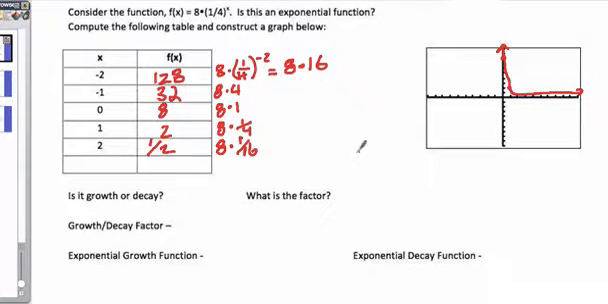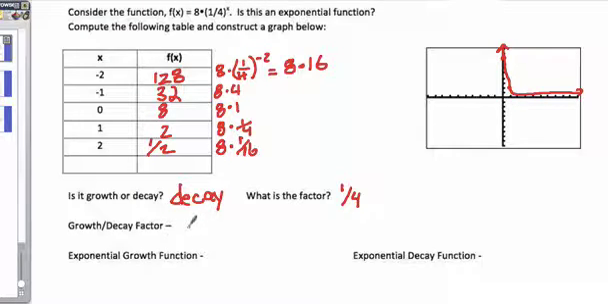Are we showing growth or decay here? Well, as the x's get bigger, the y's are getting smaller. They never get to the negative, but they keep getting smaller and smaller, approaching 0. So this is going to be decay. And then what is the factor? Well, the factor is what it is going up by. So if I take 32 and multiply by 1/4, and 8 times 1/4, well, that's just the base there. So you don't need to find the pattern in the table if you have your equation.